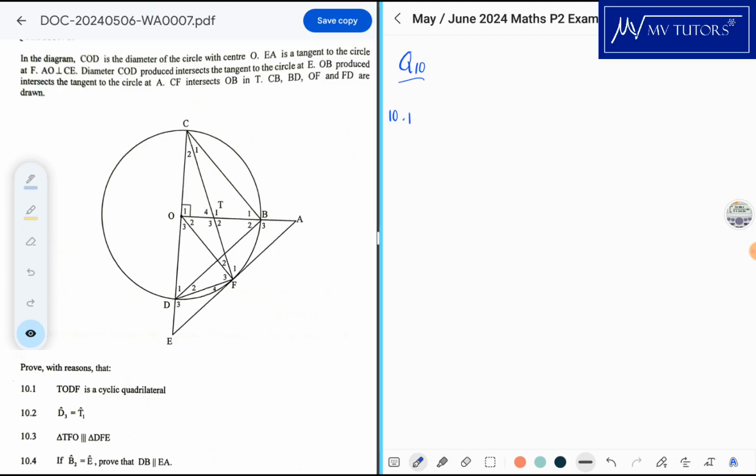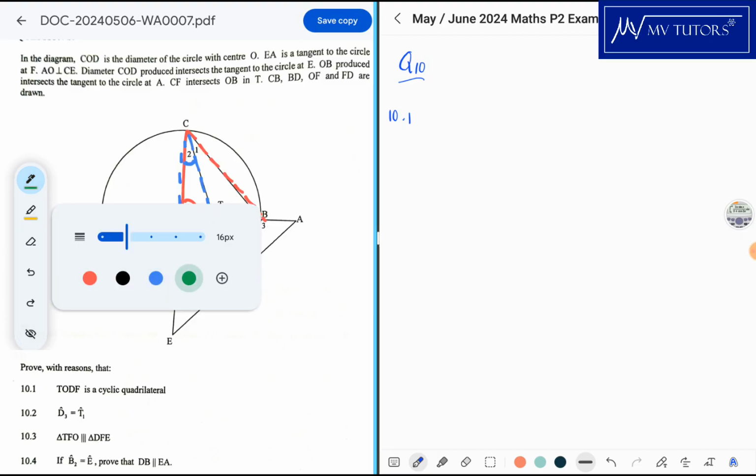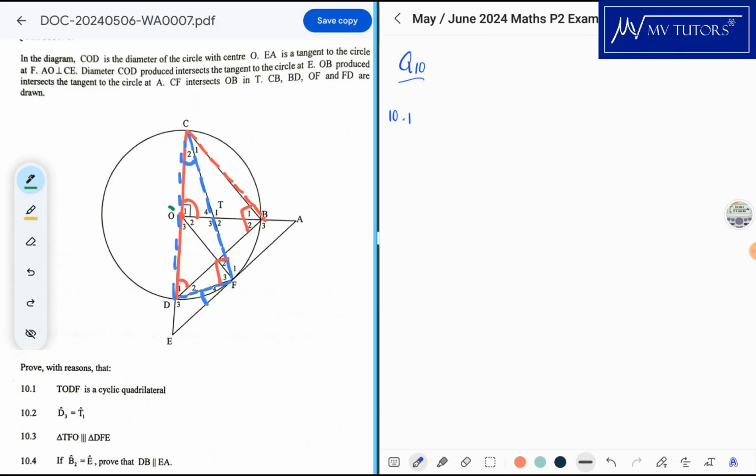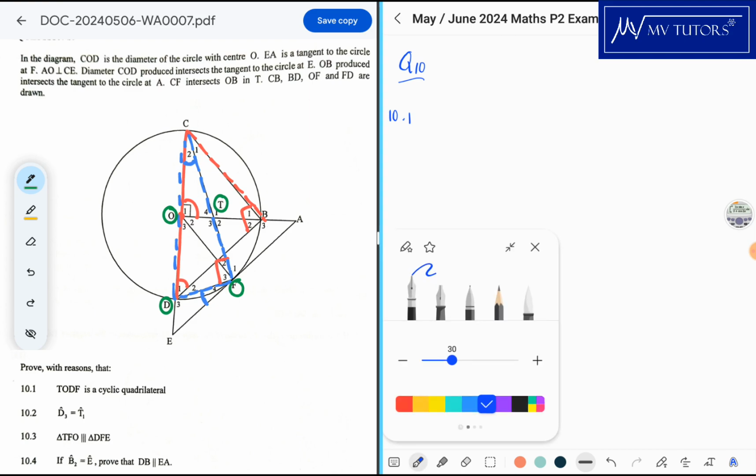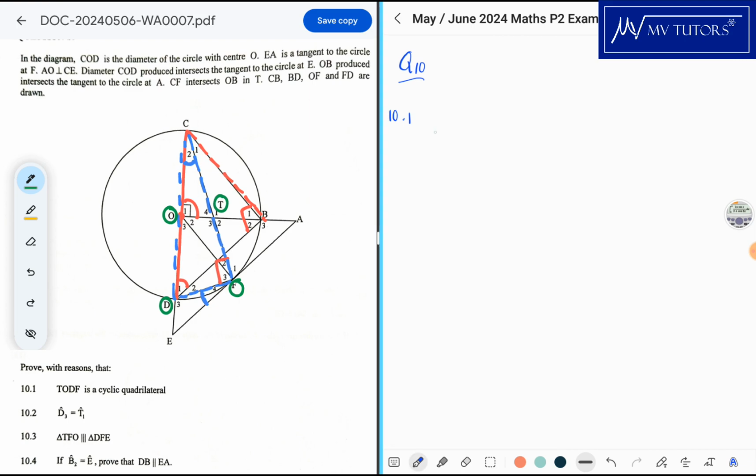Prove with reasons that TODF is a cyclic quad. Okay, let's use a different colored pen. So basically, T, O, D, and F are a cyclic quad, so there's an imaginary circle that's there. There are 3 ways of proving whether something is a cyclic quad or not. You can take angles from the same chord. Angles from the same chord are equal.